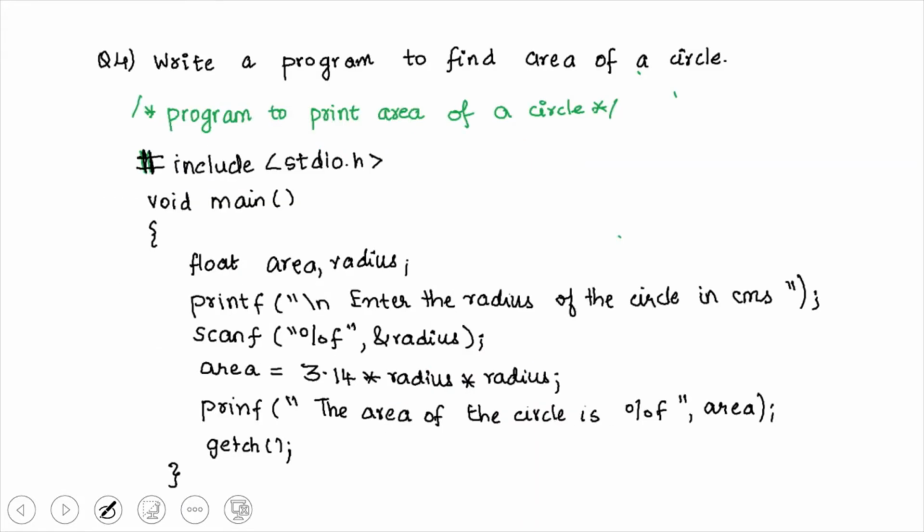The next program is to find the area of a circle. For that we require two variables. One is area and the second one is radius. You could name them any, and you have to prompt the user to enter the radius of the circle. Once this is prompted, this is the main statement. 3.14 is the value of pi. So area of a circle is given by 3.14 into radius, and the area is calculated and then it is printed over here.